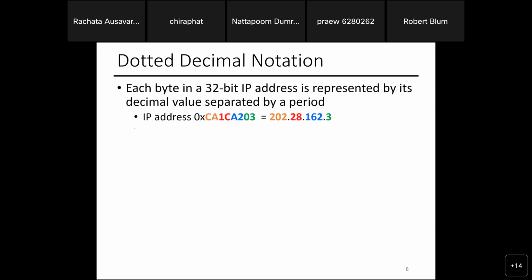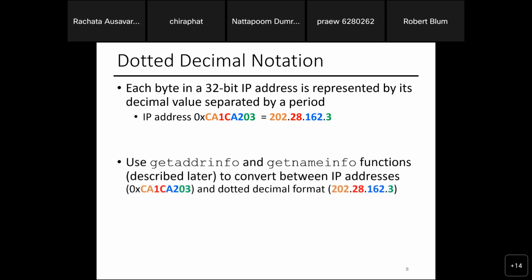So here's the dot decimal notation. Dot decimal notation means that I have a dot between each byte. Your IP address is 4 bytes. Dot decimal notation is like this: 202.28.162.3. Most of the time, if you're not coding and sending the packet, you use the dot decimal notation everywhere else. On Windows, on Mac OS, you just provide the IP address in dot decimal notation. You can use the functions getaddrinfo and getnameinfo to convert between the two.